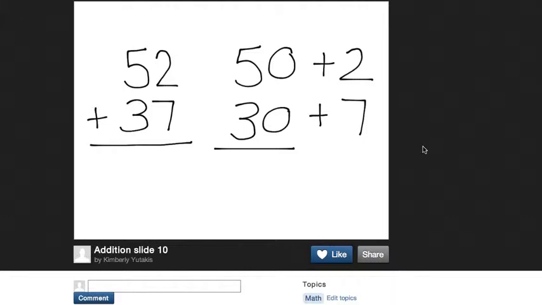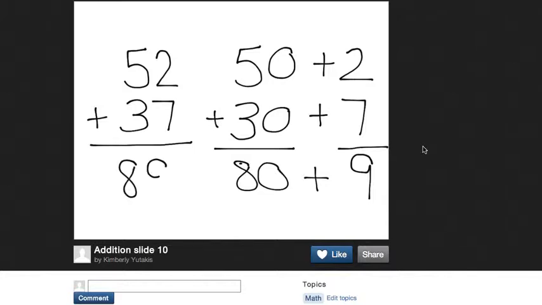So when I add 50 plus 30 together, I get 80. When I add 7 plus 2 together, I get 9. And then finally, I am going to join those last 2 parts together for a sum of 89.